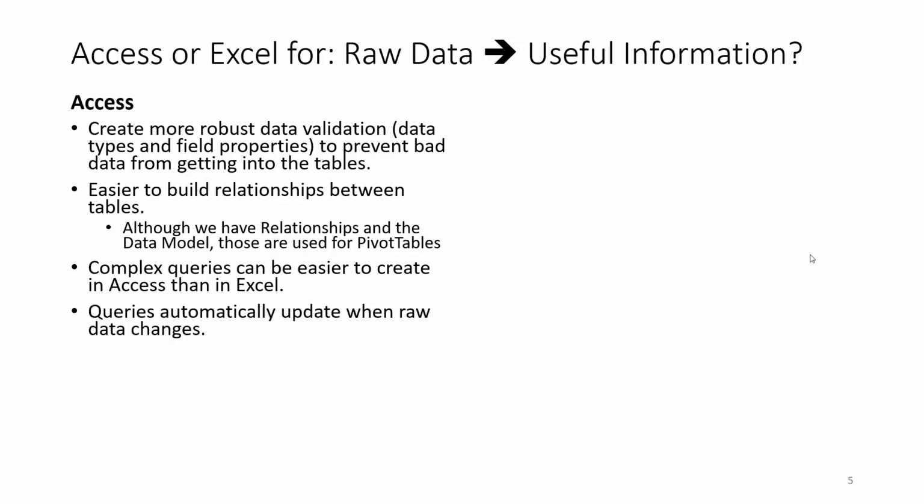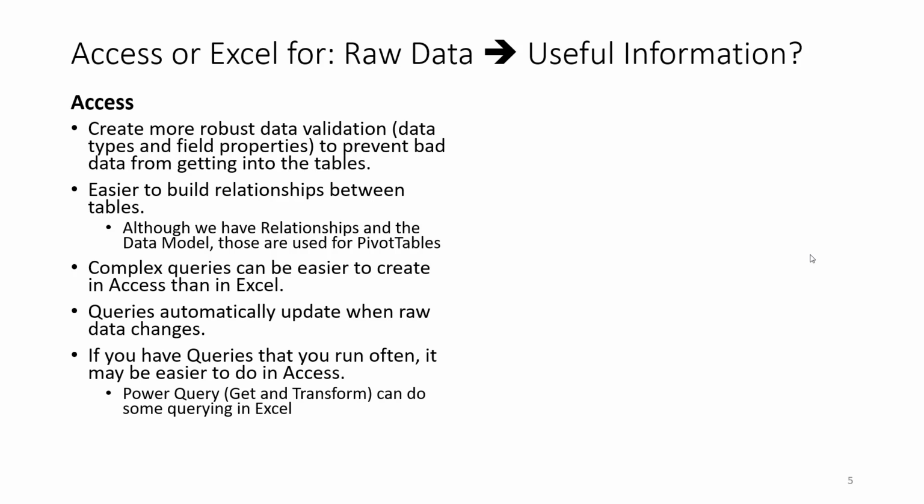To determine whether to use Access or Excel for raw data and to create your useful information, here is what Access does. Access creates more robust data validation, and we can do that using the data types and field properties. We will also learn how to create the data validation. In Access, it's also easier to build relationships between tables. We can also build complex queries that can be easier to create in Access than in Excel. Queries automatically update when raw data changes, and we will see that when we create our database.